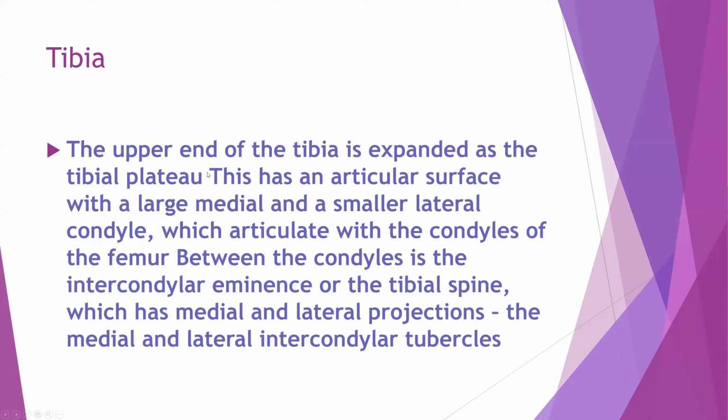Tibia. The upper end of the tibia is expanded as the tibial plateau. This has an articular surface with a large medial and a smaller lateral condyle, which articulate with the condyles of the femur. Between the condyles is the intercondylar eminence or the tibial spine, which has medial and lateral projections, the medial and lateral intercondylar tubercles.